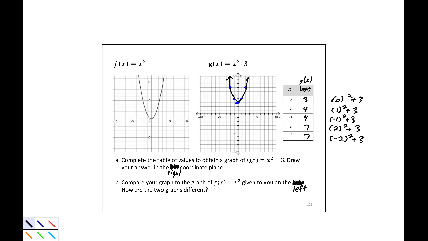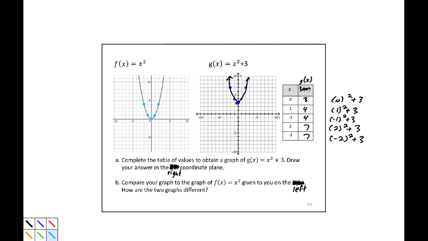Now, part B, compare your graph to the graph of f of x equals x squared given to you on the left. How are the two graphs different? Well, you may notice that the points actually line up very similarly. For instance, here we have 0, 0. We have a value of 1 at 1 and negative 1. And we have a value of 4. So in relation to one another, they are actually forming a pattern.